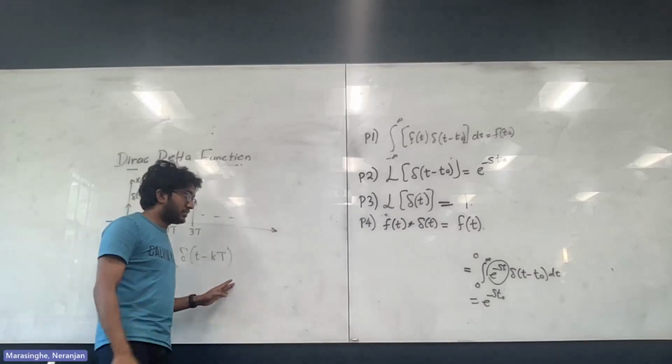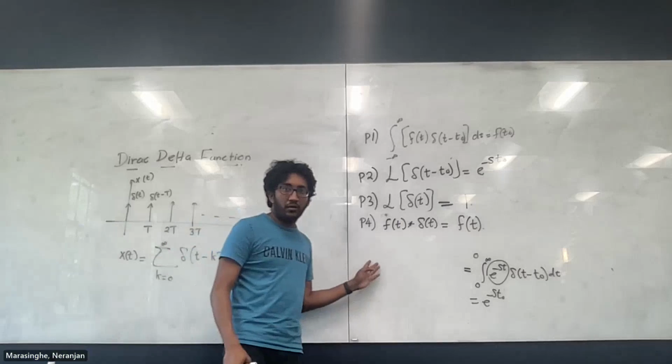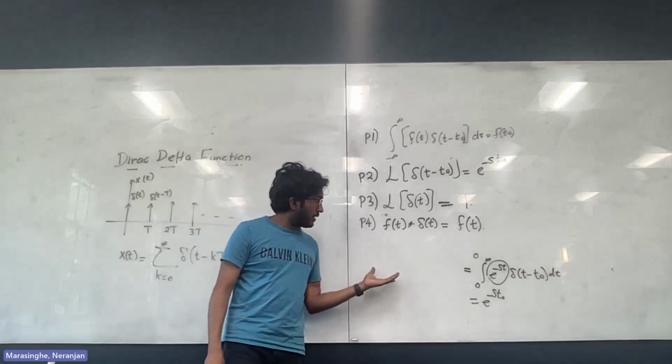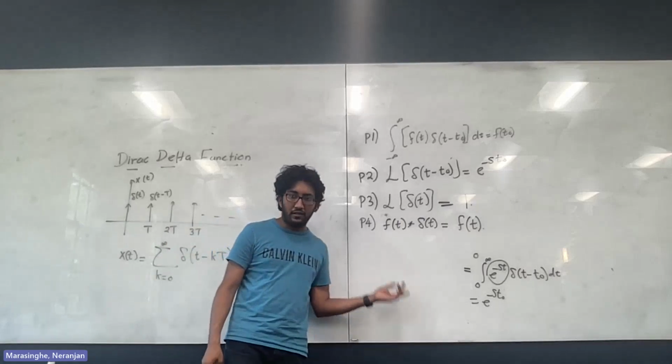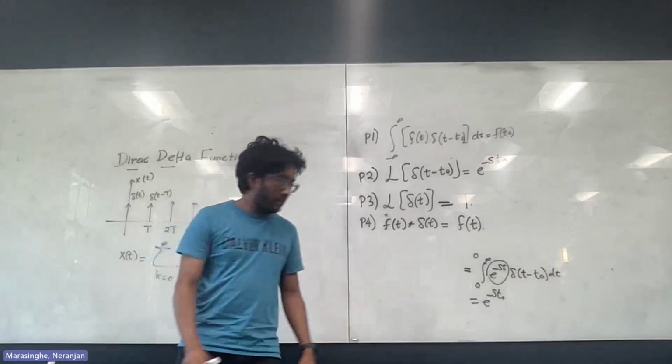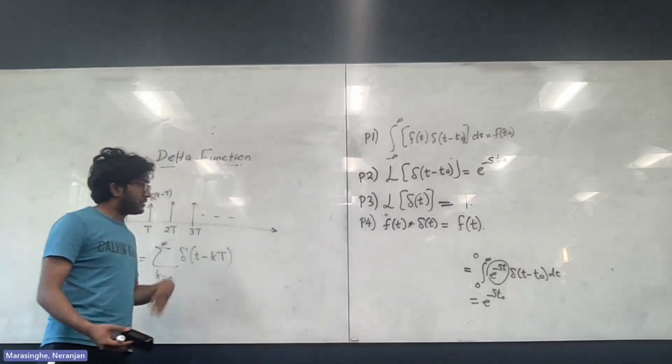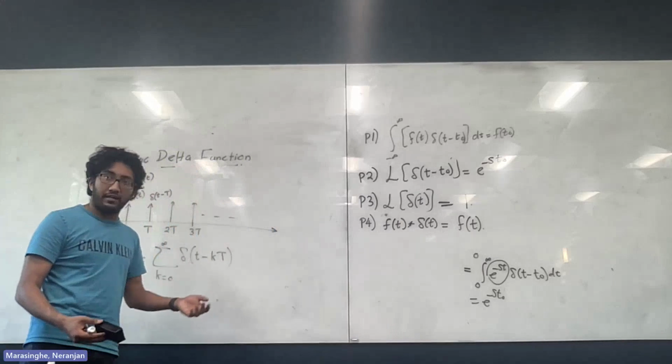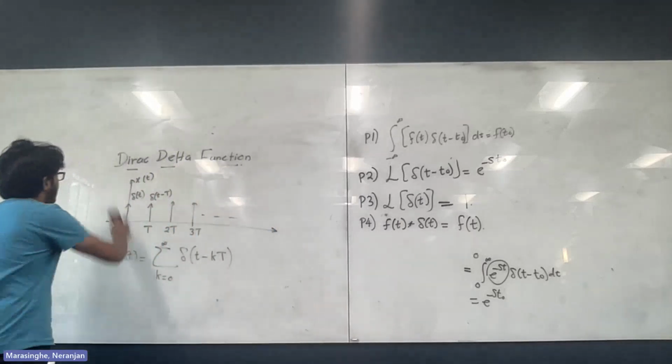Any questions so far about the delta function? Those are the main things that we discussed. Okay. And then we discussed some examples related to the Laplace transform of delta(t), right? So let's do another example.